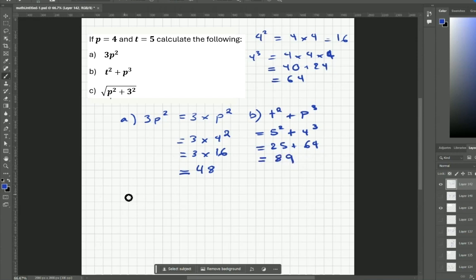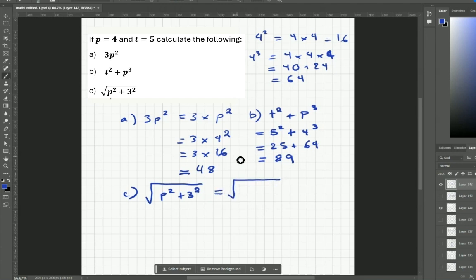Right, let's look at C. We have this big square root of p squared plus 3 squared. And what is this equal to? Well, anything under a bracket like this, or a square root, this is actually still a power. So we need to do everything inside it and then take the square root afterwards. Right, so let's evaluate it.